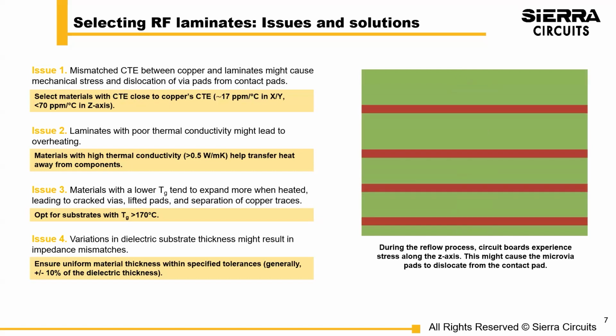Also, variations in dielectric thickness might impact your impedance. So always ensure uniform material thickness, ideally within say plus or minus 10% of the specified value.